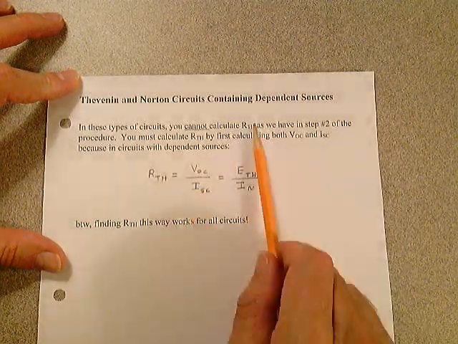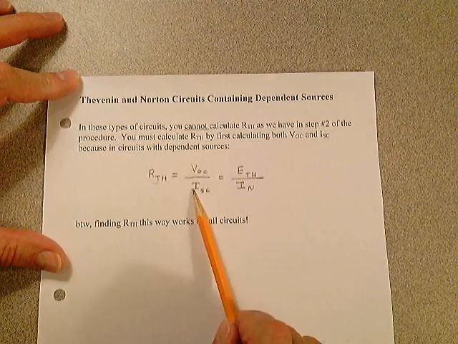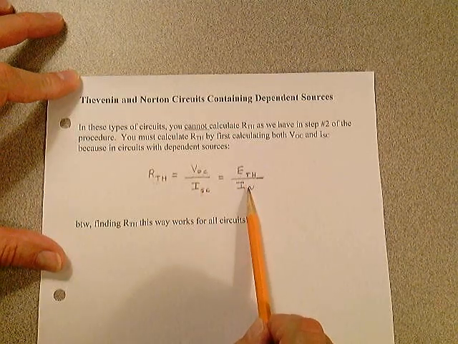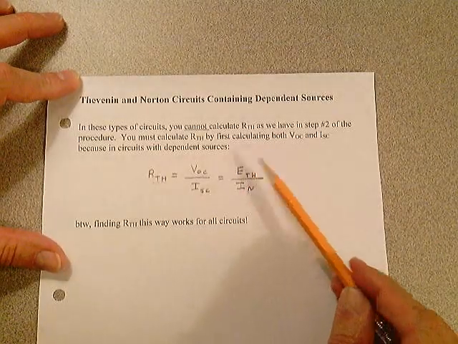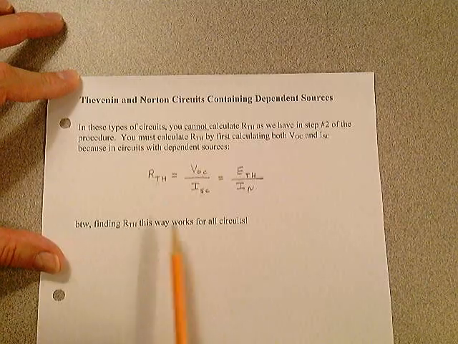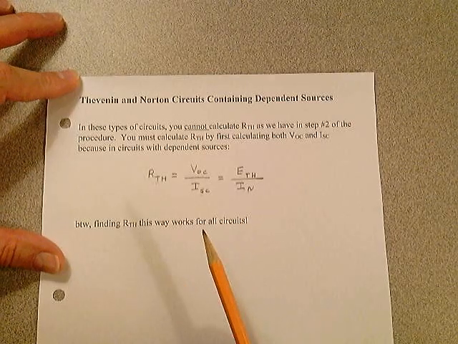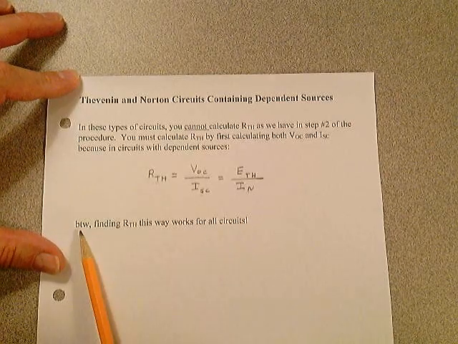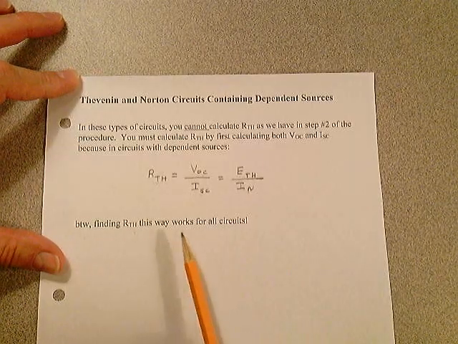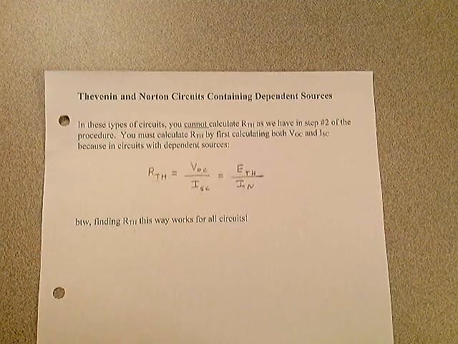So basically what you're doing is you're calculating the open circuit voltage, which is the Thevenin voltage, and you're calculating the short circuit current, which is the Norton current. And you're dividing the current into the voltage, and you're getting that Thevenin resistance. By the way, finding Thevenin resistance this way works for all circuits. Even if the circuits have independent sources in them, you could still go through this double procedure to find R Thevenin, but it's a lot easier just to reduce them to 0. But you can't reduce them to 0 here. Let me show you what I mean, because this is what you're going to have for homework.